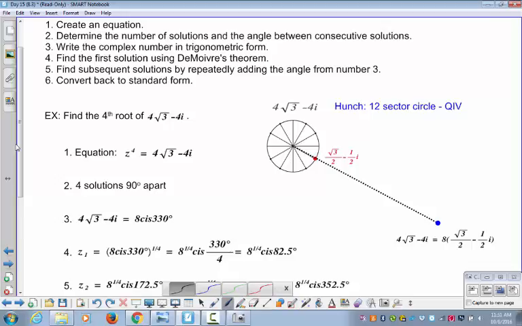The concept here is very simple. The solutions are evenly spaced. If we find one solution, we know them all, because then we just add whatever that space is.